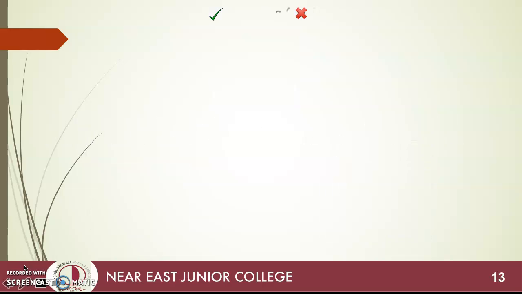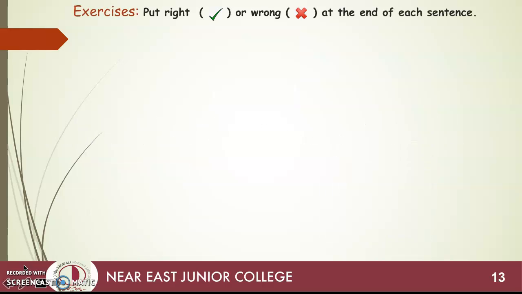Now it's your turn. Put right or wrong at the end of each sentence. Number 1. We didn't spend much money. Is this sentence right or wrong? What do you think? Yes, definitely. This sentence is right because it's negative and money is uncountable.